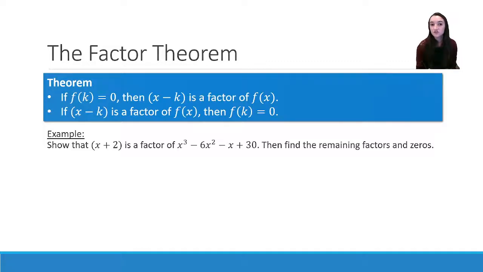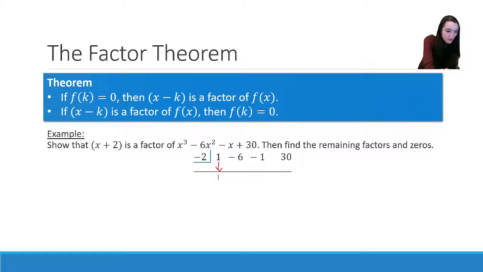Show that x plus 2 is a factor of x cubed minus 6x squared minus x plus 30. Then find the remaining factors and zeros. So here, you're told that this is probably a factor, but to actually prove that it's a factor, one way to do it is to use the remainder theorem with synthetic division. So we're going to set up our synthetic division. Again, we're showing that x plus 2 is a factor. x plus 2 is our x minus k, so it's x minus negative 2. So k is negative 2 this time, and that's what's going to go in our corner, followed by our coefficients 1, negative 6, negative 1, and 30. And then we go through our synthetic division again. We're getting a lot of practice with that this time.